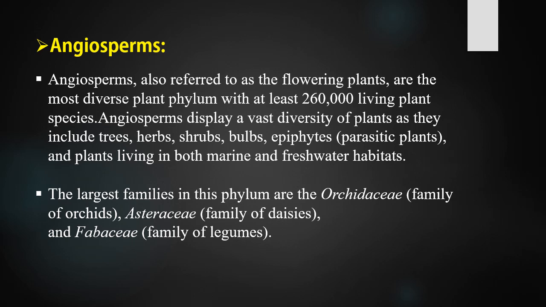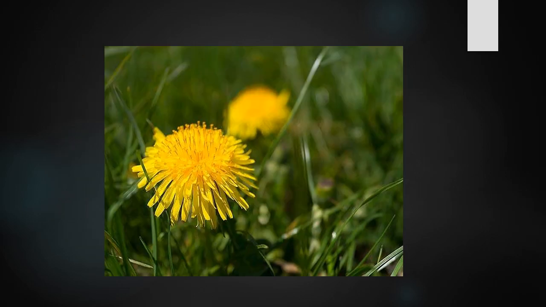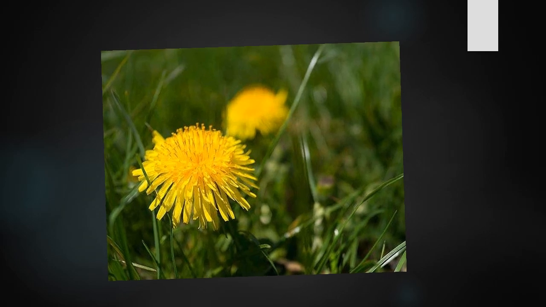Now next is angiosperm. So what is angiosperm? Angiosperms are also referred to as the flowering plants, we can say, and the seeds are present inside the fruit part. There are thousands of varieties of angiosperm present on the earth. They include trees, herbs, shrubs, bulbs, epiphytes. Now basically what are epiphytes? Means parasitic plants and plants living in both marine as well as fresh water. The largest family in the phylum is Orchidaceae, the family of orchids. We can see the diagram of orchids in the slide.